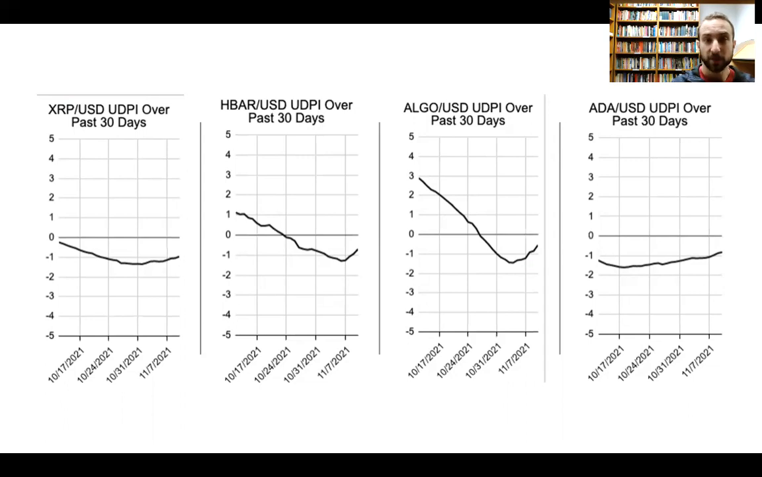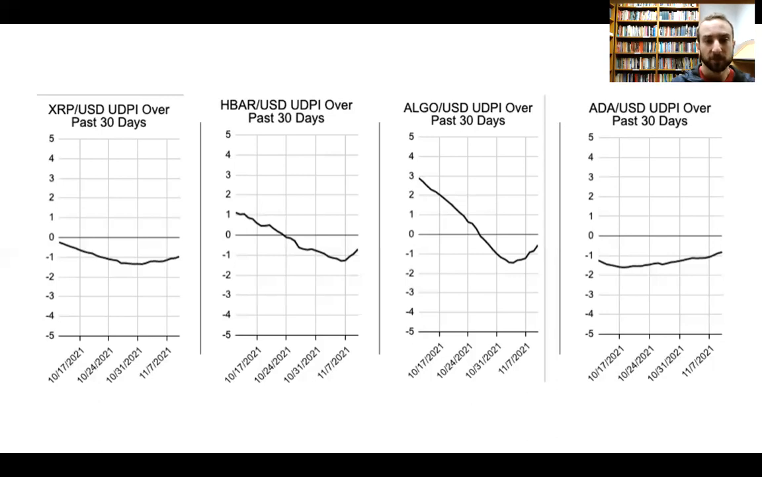But in contrast, HBAR and Algorand have seen pretty dramatic reversals recently, quite sharp reversals, where they were in a downtrend, especially this downtrend on Algorand, which was quite steep. But then it bounced, and now it appears that there's an uptrend forming, possibly. What we know from looking at the UDPI across assets in the past is that these reversal points tend to be pretty predictive of moves to the upside.